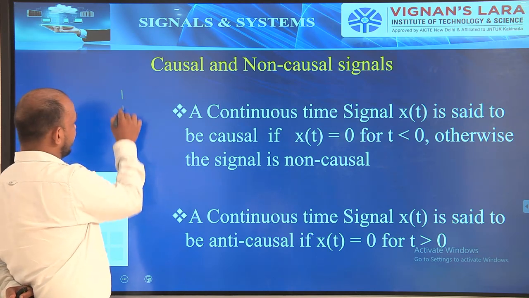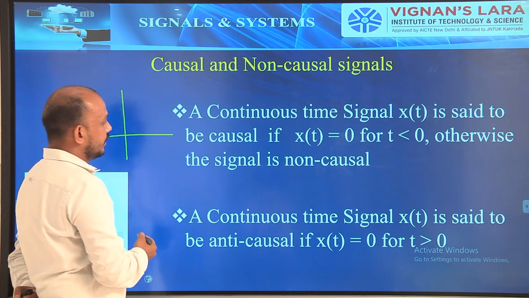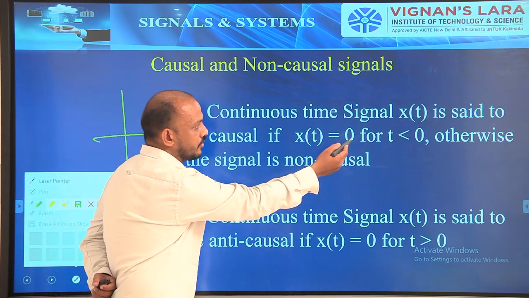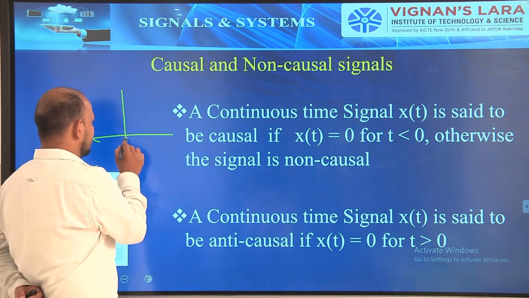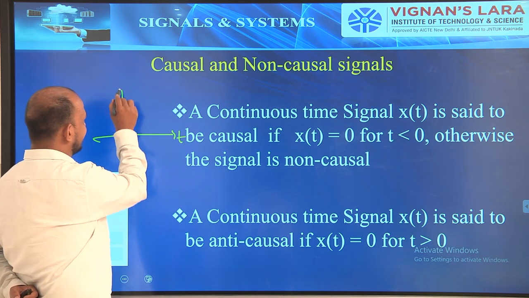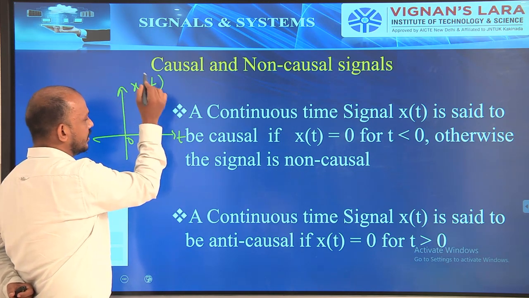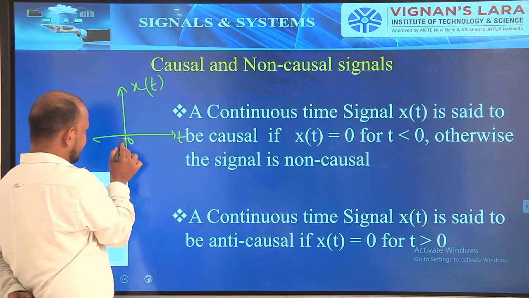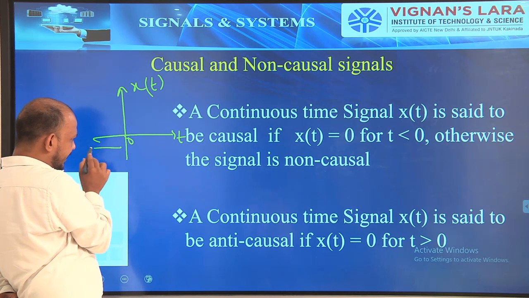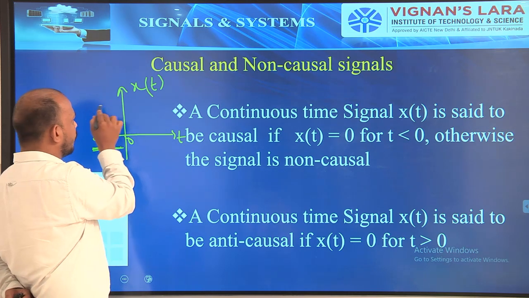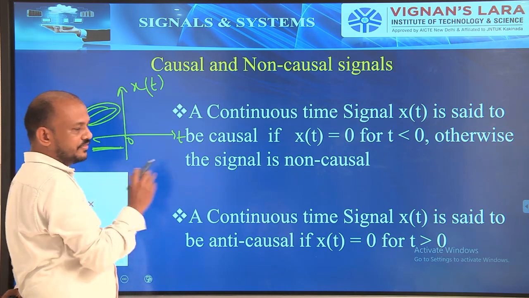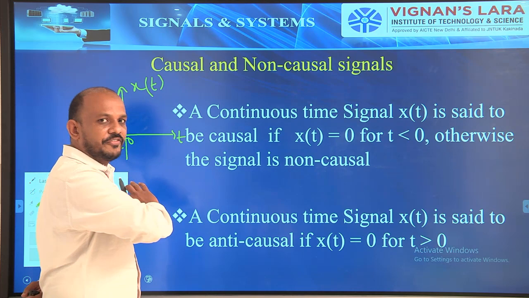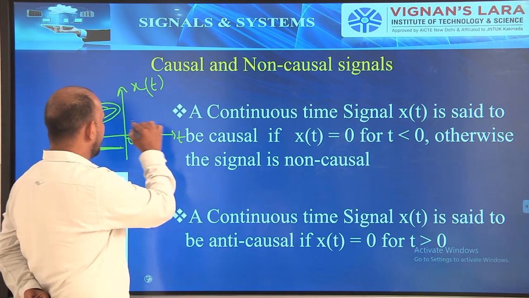Let us consider the graph like this. A signal is said to be causal if x of t equals 0 for t less than 0. So this is 0, this is the t axis and this is the x of t axis. What I said is x of t equals 0 for t less than 0. That is, on this side, for negative t, there is no value of x of t. Our signal x of t is present only for positive values of time.